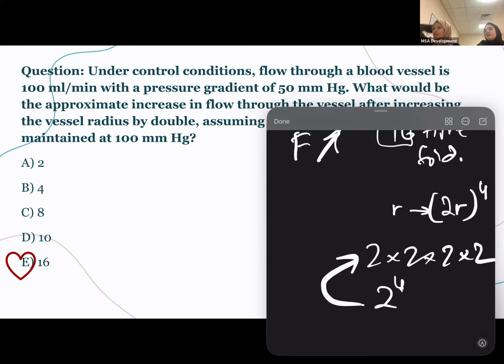You have to ignore all the other numbers. If they say double, just put 2 to the power of 4. If they say triple, put 3 to the power of 4. If they say quadruple, just put 4 to the power of 4. So this is the important part.